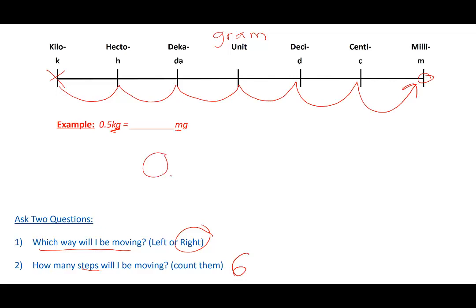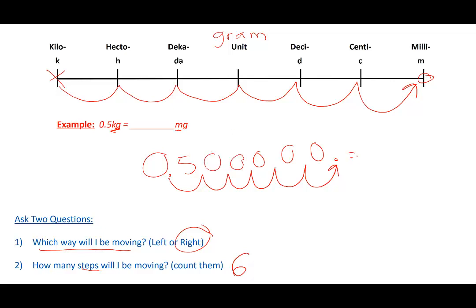I'm going to write this. In this case, my decimal point is not invisible. It's there. So I'm going to move this 6 steps to the right. 1, 2, 3, 4, 5, 6. I'm going to fill in with zeros, and I'm going to clean it up to 500,000. All right, 500,000. So a half a kilogram is the same as 500,000 milligrams.